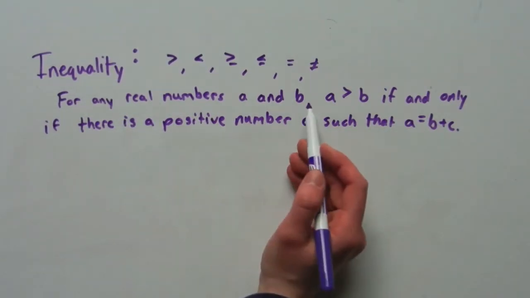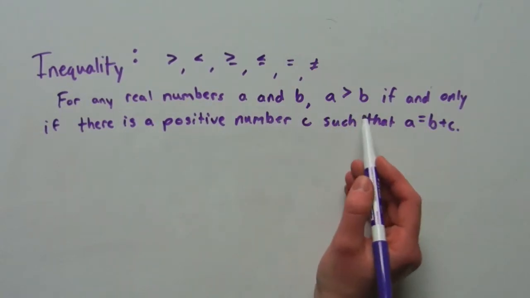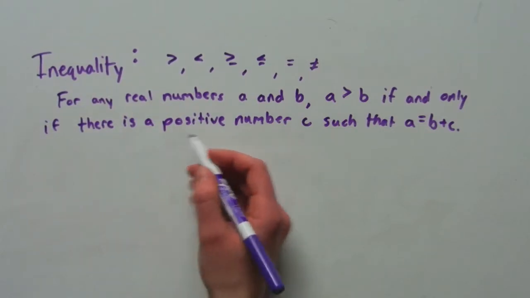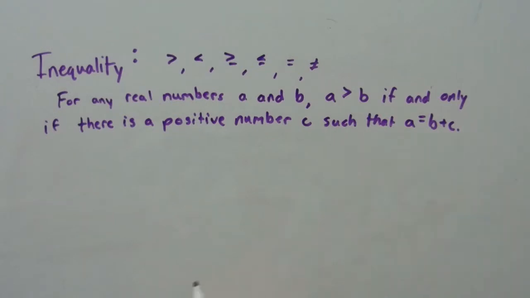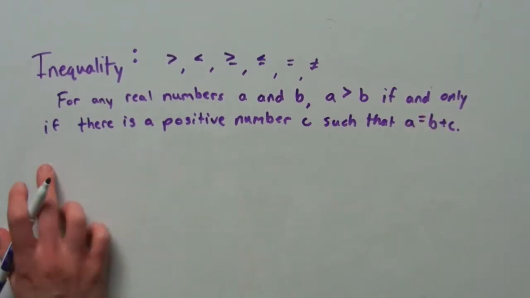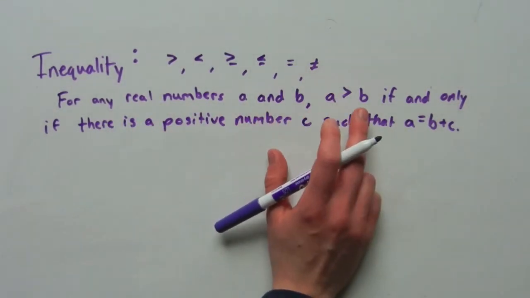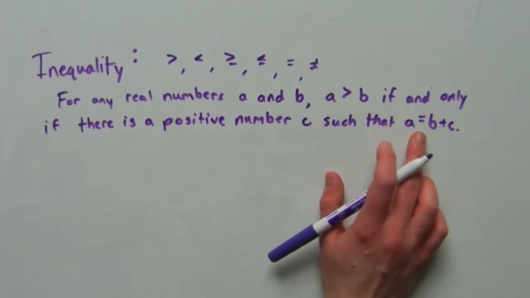And in order for a value to be greater than another, for any real numbers a and b, a is greater than b if and only if there is a positive number c such that a equals b plus c. Since this is an if and only if, it can be read in two ways. For any real numbers, if a is greater than b, then there is a positive number c such that a equals b plus c.